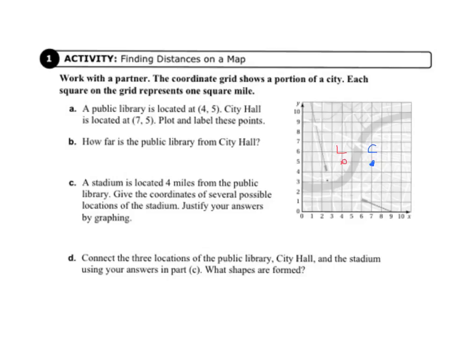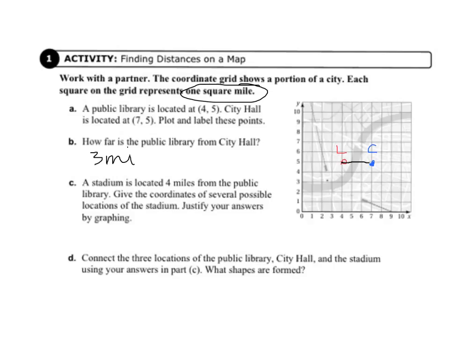And then it asks, how far is the public library from City Hall? So we need to take a look at how many spaces apart they are on the grid. So we could draw a line, 1, 2, 3 spaces, and we need to remember that each square on the grid is 1 square mile. So 3 squares equals 3 miles. Not 3 square miles because it's a line, so it's just linear miles.